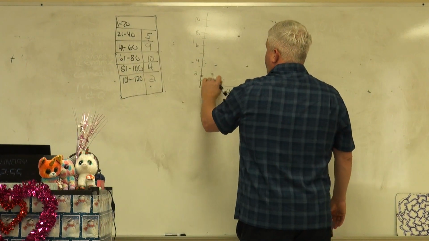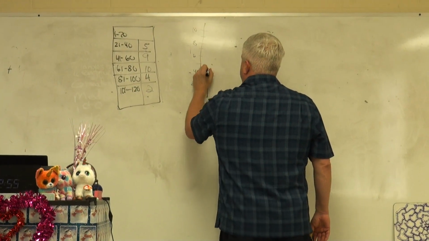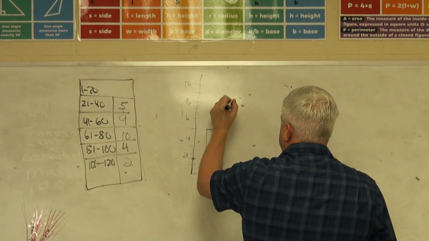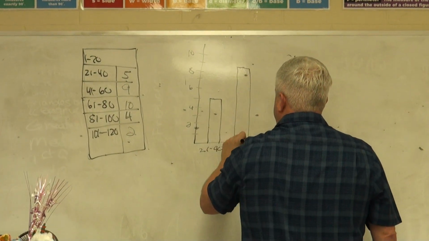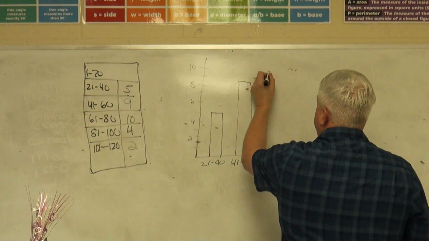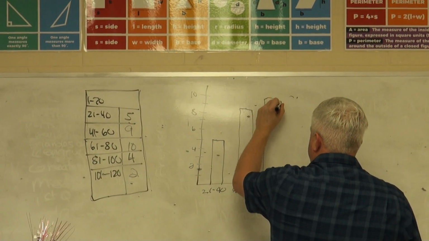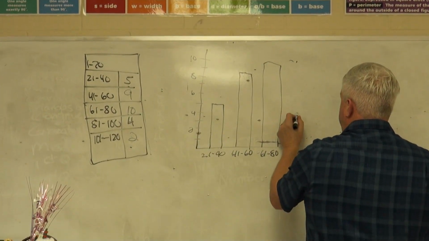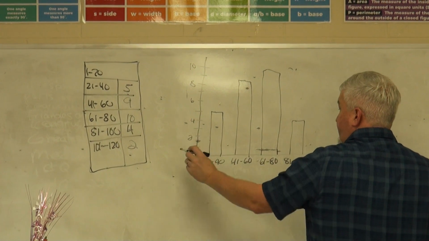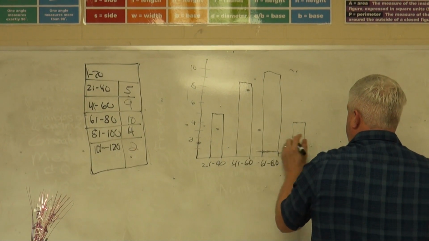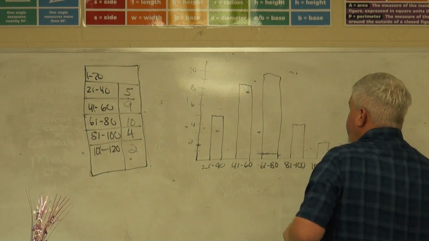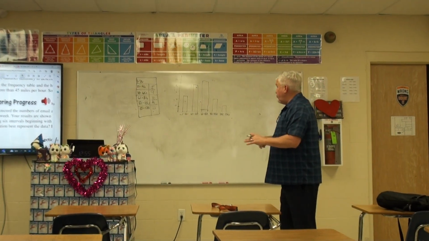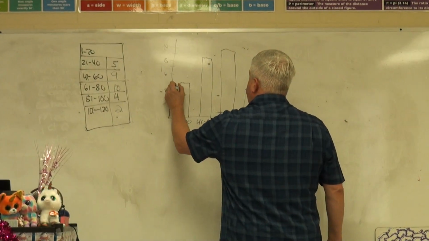So 21 to 40 is 5. That's right here, up to 5. 41 to 60 is 9. That's here, up to 9. 61 to 80 is 10. That's here. Okay. 81 to 100 is 4. That's here. And 101 to 120 is 2, and that's here. All right, so I've made my histogram now of this data distribution. And so now let's make my bell.